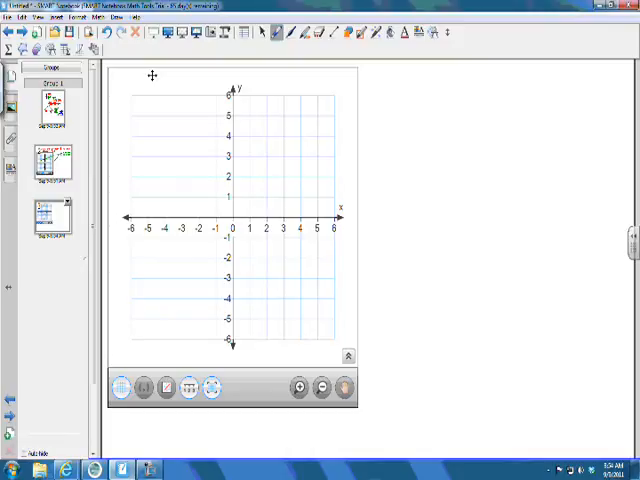Let's do one more of those. M equals negative 2/3. Well, let's just make it negative 2. M equals negative 2, and goes through the point 1, negative 4. So anytime they give you a point and slope, you're doing the same thing. Plot the point and then count your slope.